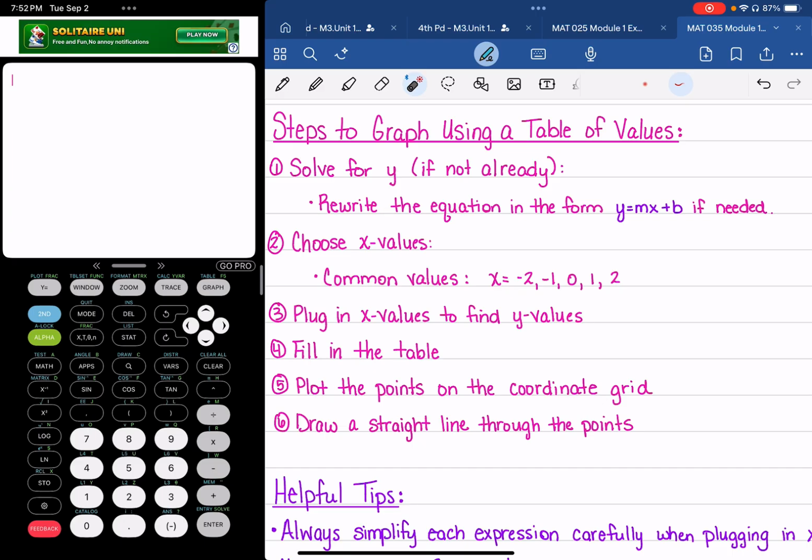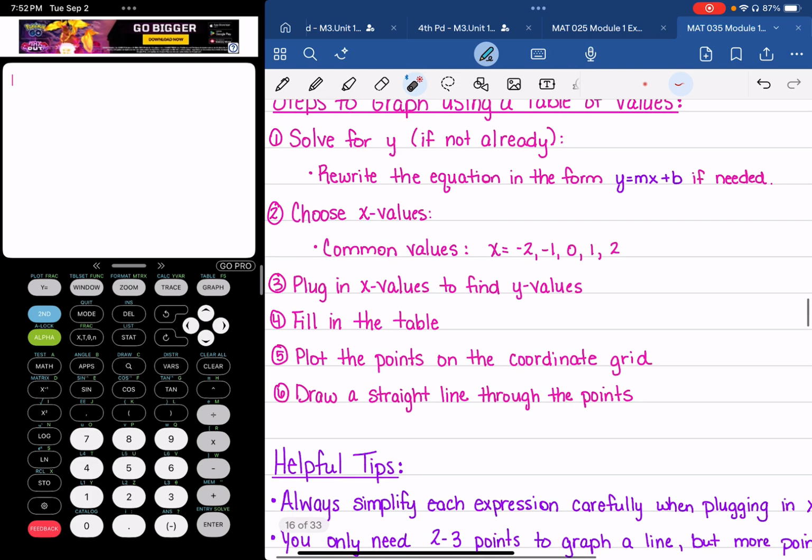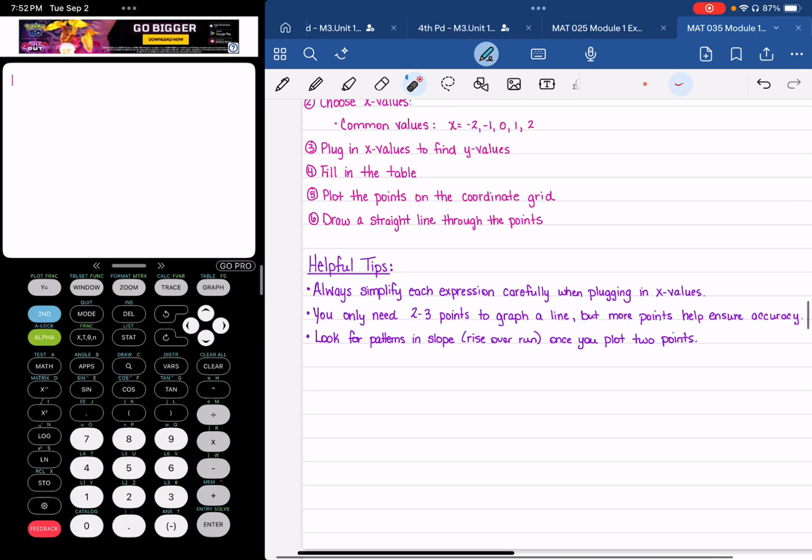I'm going to show you how to get a table of values. We're going to plug in those x values to find our y's. Again, we're going to use our table. The calculator can help us with that. Then we're going to plot the points on our coordinate graph, and then we're just going to connect those with a straight line.